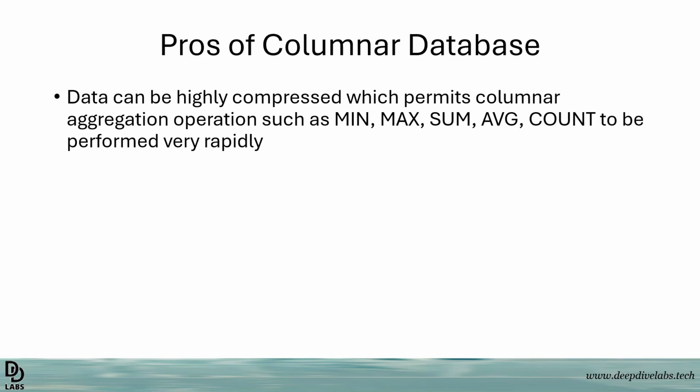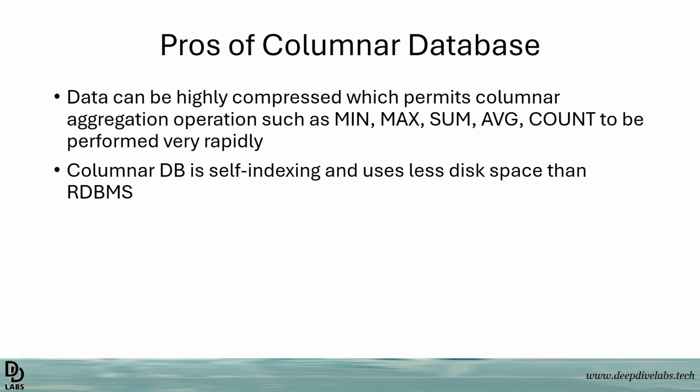Sometimes you are trying to look at the count of employees over a period of time, or count of users who logged in between a certain period of time, right? So you can see that because your aggregation is only on a particular column, how a columnar database can actually help to perform it very rapidly, and it also helps to store your data in a compressed form. So columnar database is said to be self-indexing, that uses less disk space than RDBMS, right?